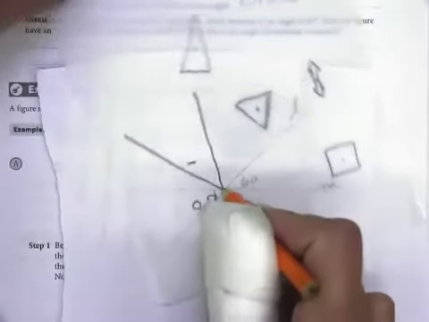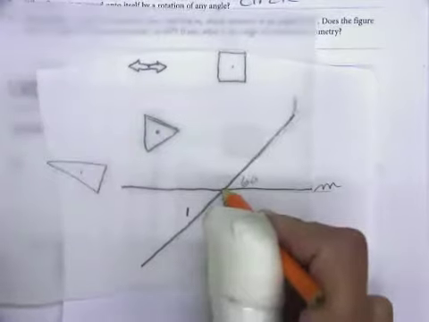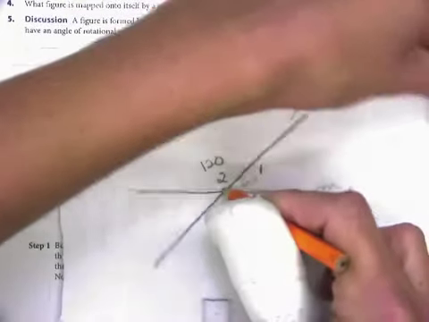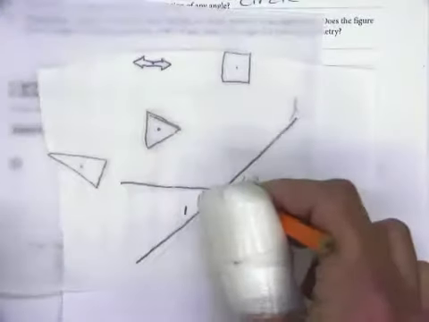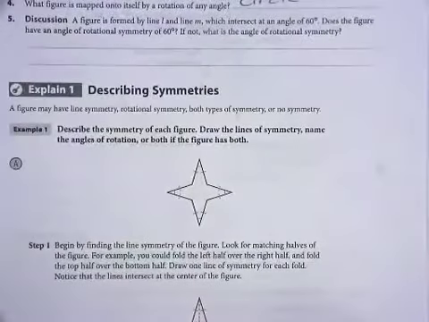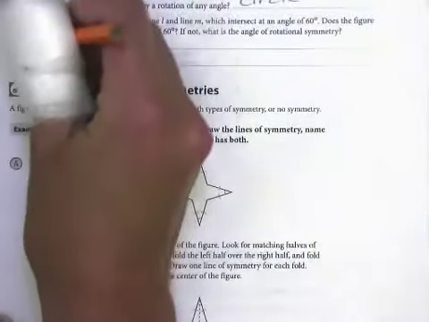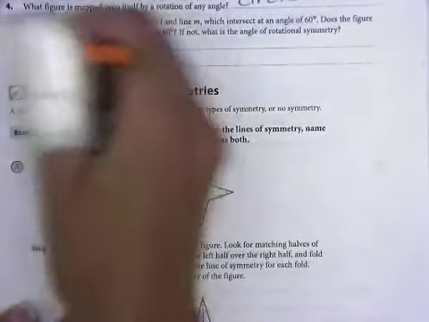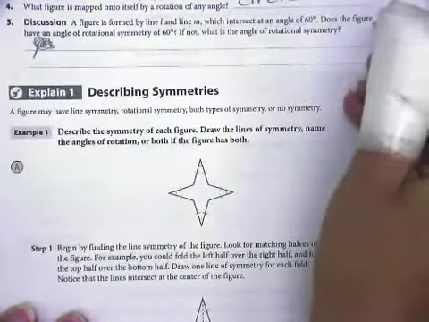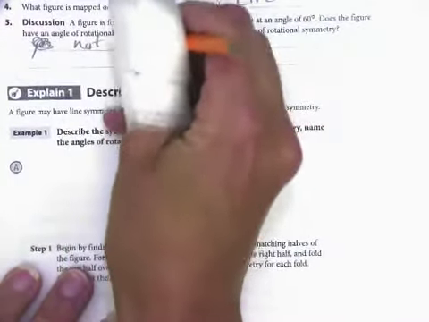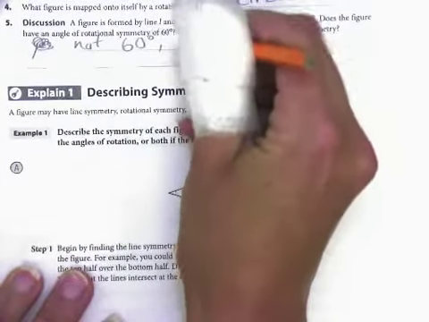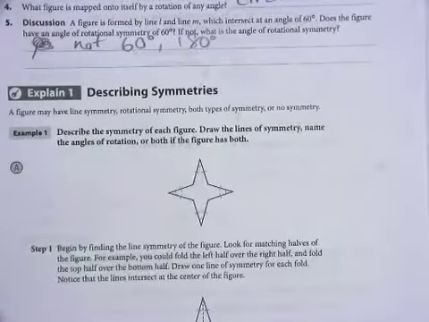Well, it's not mapping onto itself right now. And it's mapping onto itself now. And since I had to turn my paper 180 degrees, I would say, yes, it does have rotational symmetry, but it does not have rotational symmetry of 60 degrees. So actually, whoops, the first question was, does the figure have an angle of rotational symmetry of 60 degrees? Not 60 degrees, 180 degrees.